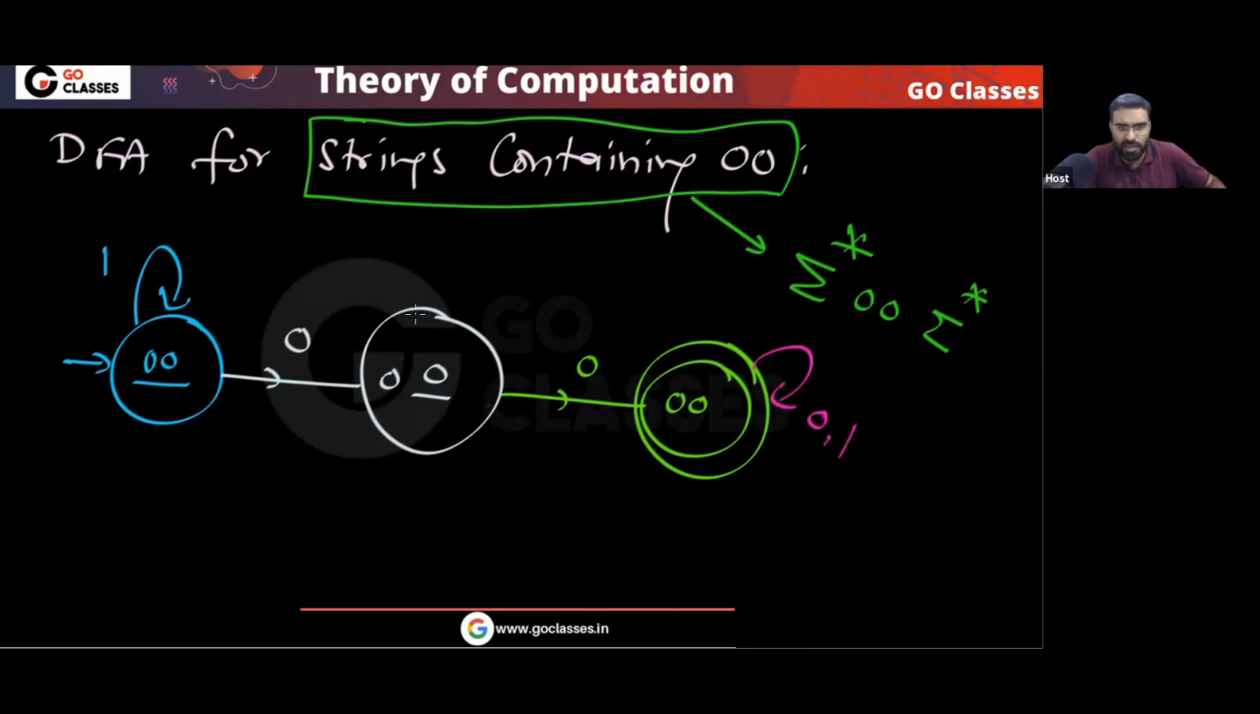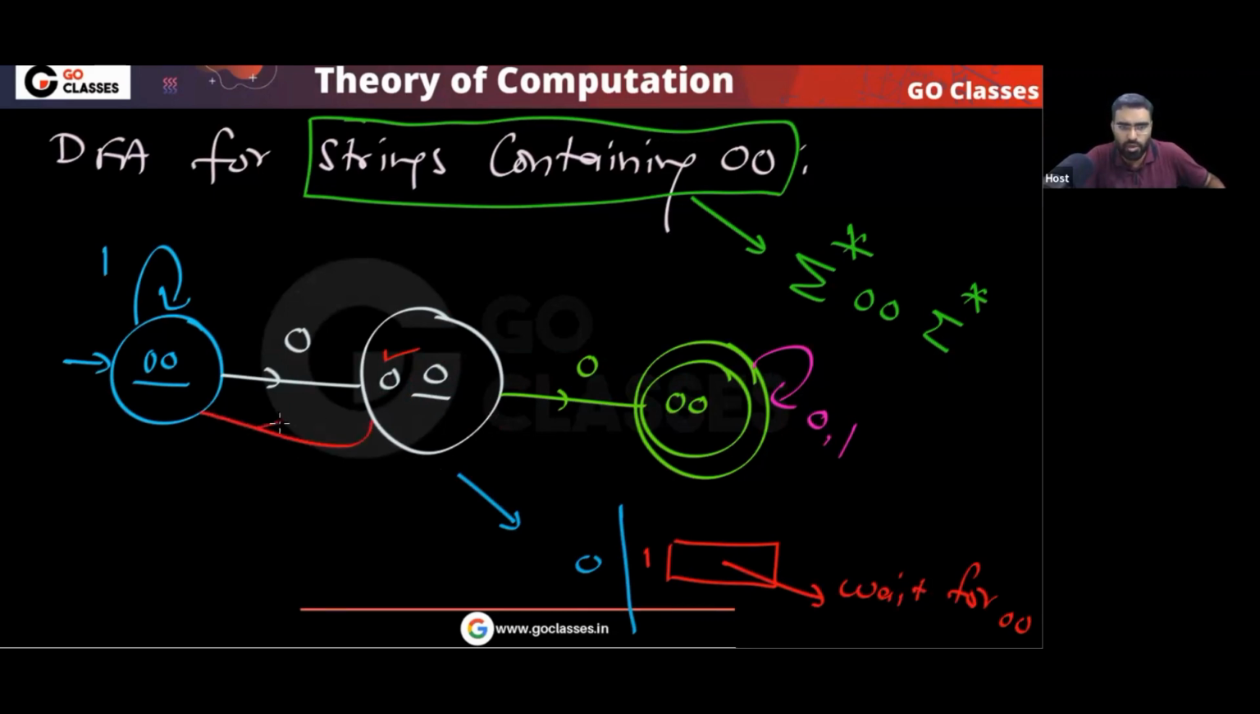In this state, if 1 comes, where will I go? Remember, in this state I have already seen one 0 and I am waiting for another 0. If 1 comes, then I will have to wait for 00 again. So my progress is gone, and I will have to wait for 00 from the start. Yes or no? So this is your DFA.